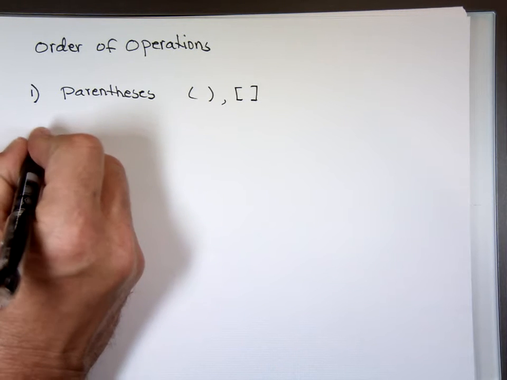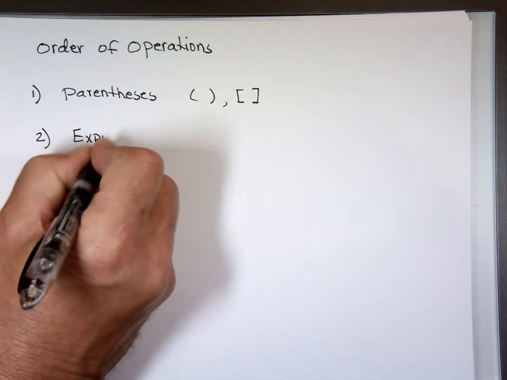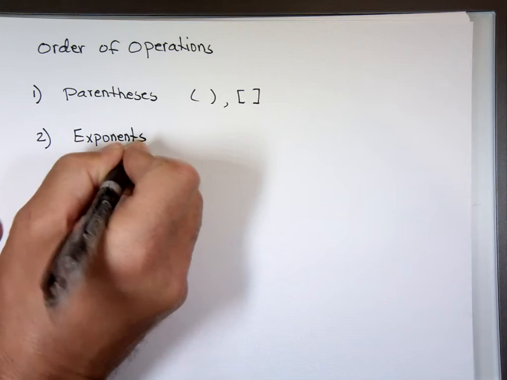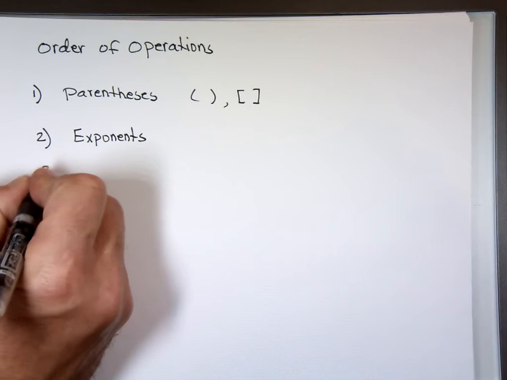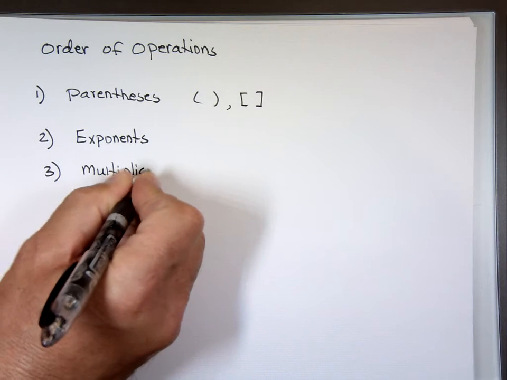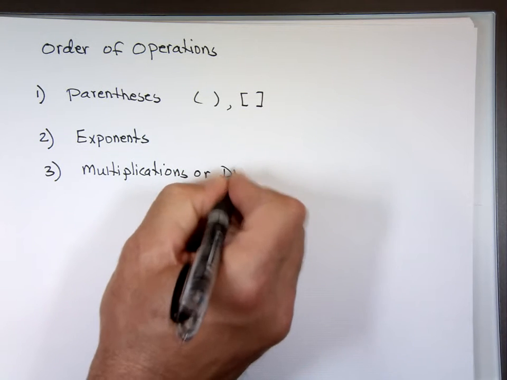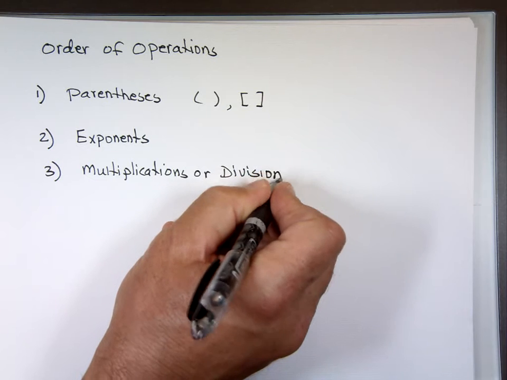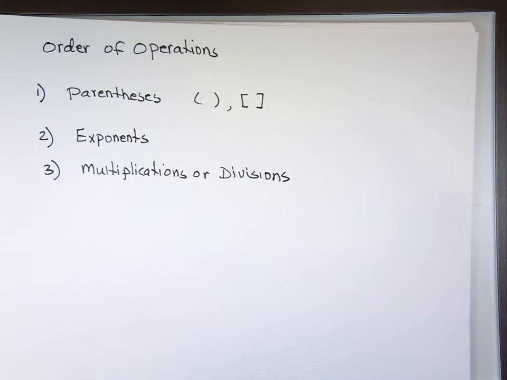After that, after you finish all the parentheses, what do we do? Exponents or power, whatever you want to call them. After the exponents, what do we do? Multiplication or division. Multiplications or divisions. Now, which one do you do first? Multiplication. Let me try again. Which one do you do first? Division. Well, someone said doesn't matter. Nope.